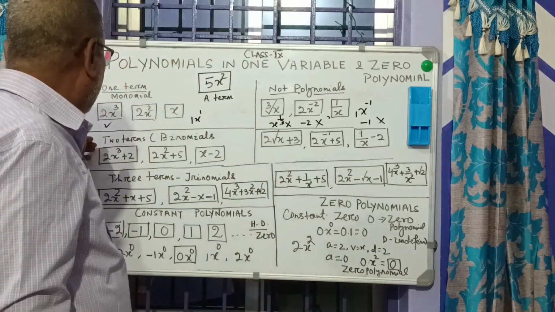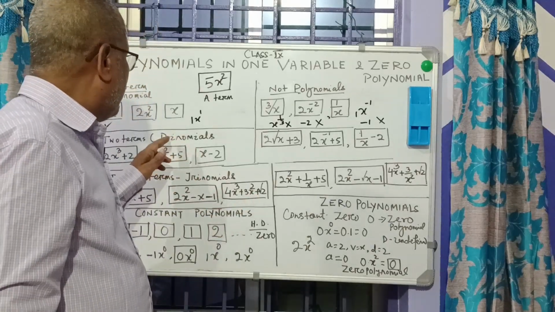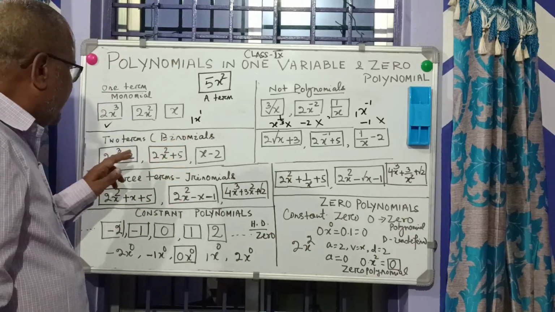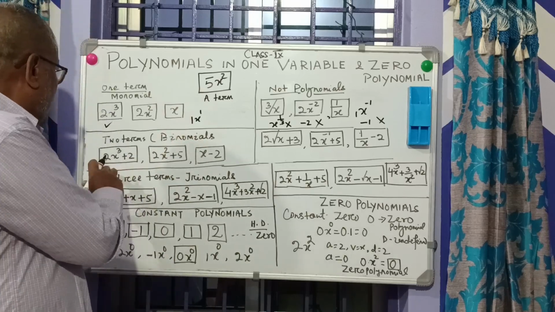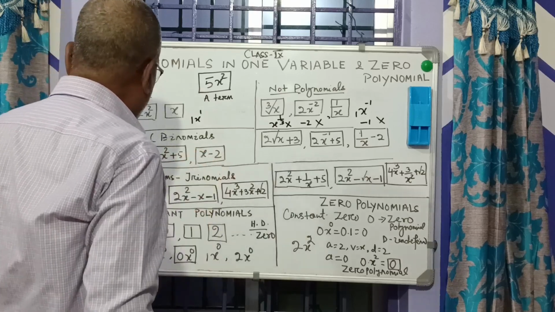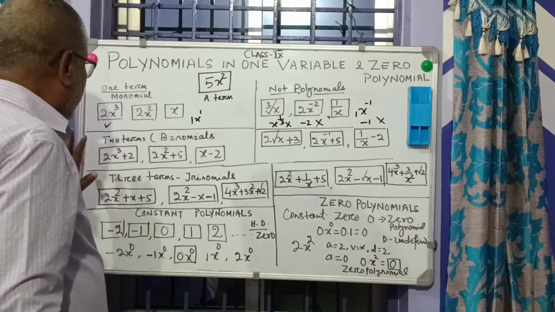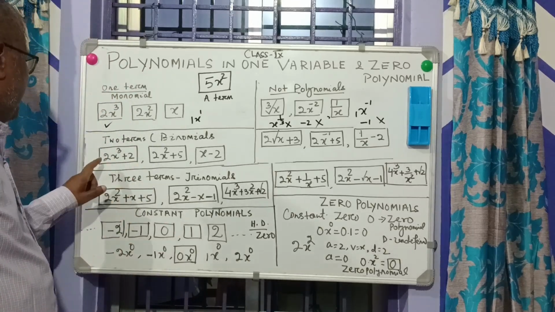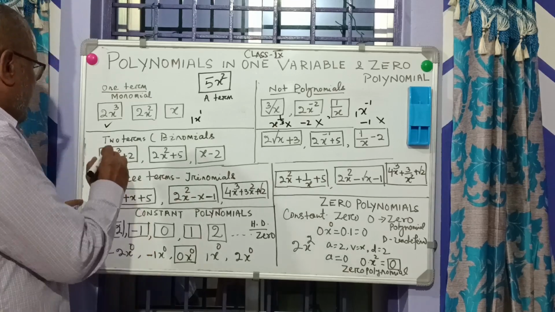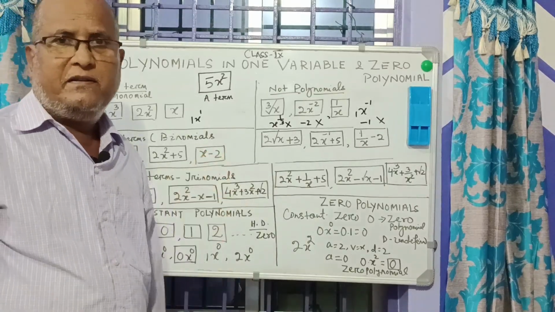So please come to the second row. The polynomial having two terms we call a binomial. We have taken three examples for you: 2x cube plus 2, 2x square plus 5, x minus 2. You see, here is a term and here is a term. Let us discuss the two terms. First term: the coefficient 2, variable x and degree 3. So it is okay. And here 2. So 2 is a constant.